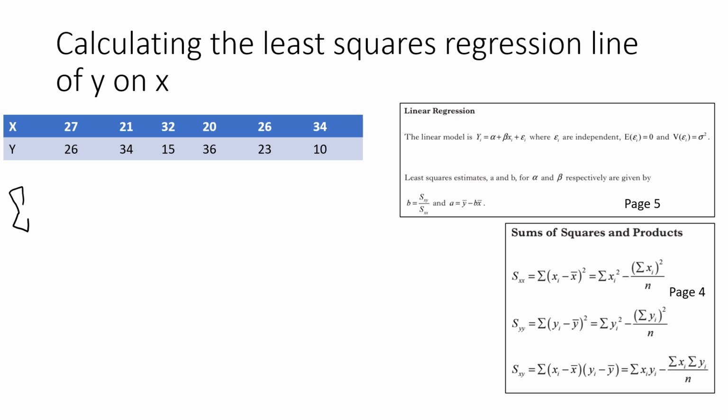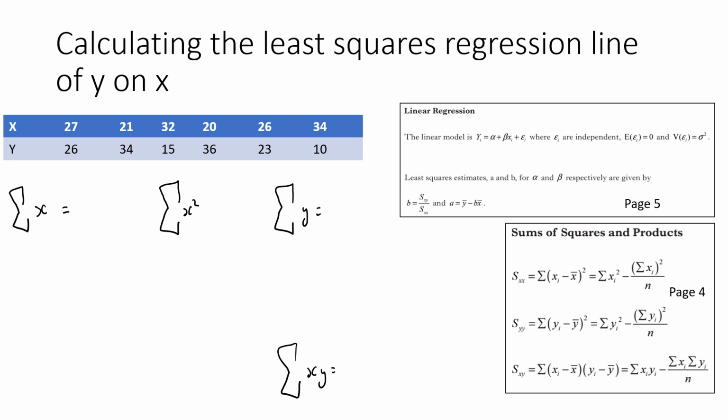the total of x and the total of x squared. And for Sxy, we need the total of xy and the total of y, or sigma xy and sigma y. So I'll put sigma y here and sigma xy here, but we'll do that later.